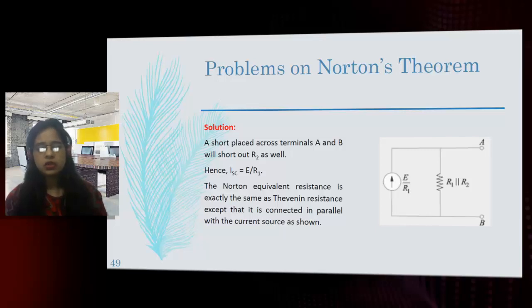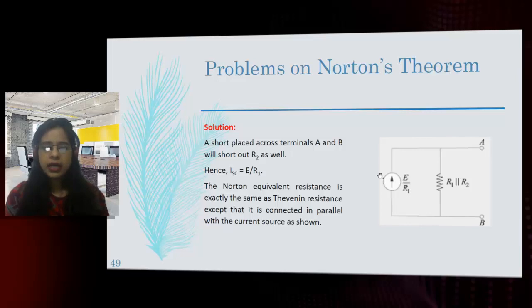Determine a Norton equivalent circuit. Here it is asked to draw the Norton's equivalent circuit. Whenever you are asked to draw Norton's equivalent circuit, your first work will be to draw this circuit, where a resistance will be there and a current source will be there, giving a current ISC. Don't write the values or formulas, just draw a current source in parallel with the resistance. That is Norton's equivalent circuit.